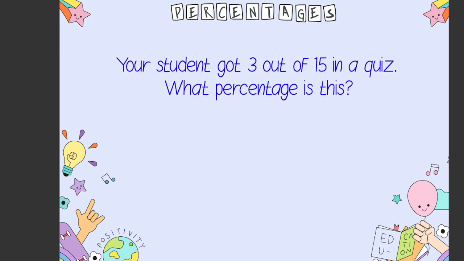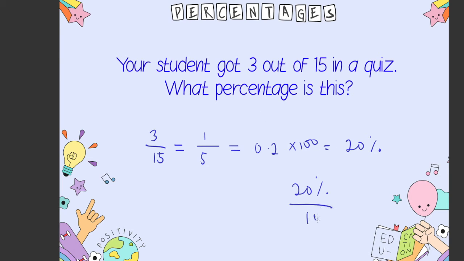Your student got 3 out of 15 in a quiz. What percentage is this? So you just have to write that down in fraction form. So 3 over 15. Now go to lowest terms. 15 divided by 3, that's 5. 3 divided by 3, that's 1. That's 0.2 times 100, or move 2 places to the right, that's 20%. So your student got 20% out of 100%.